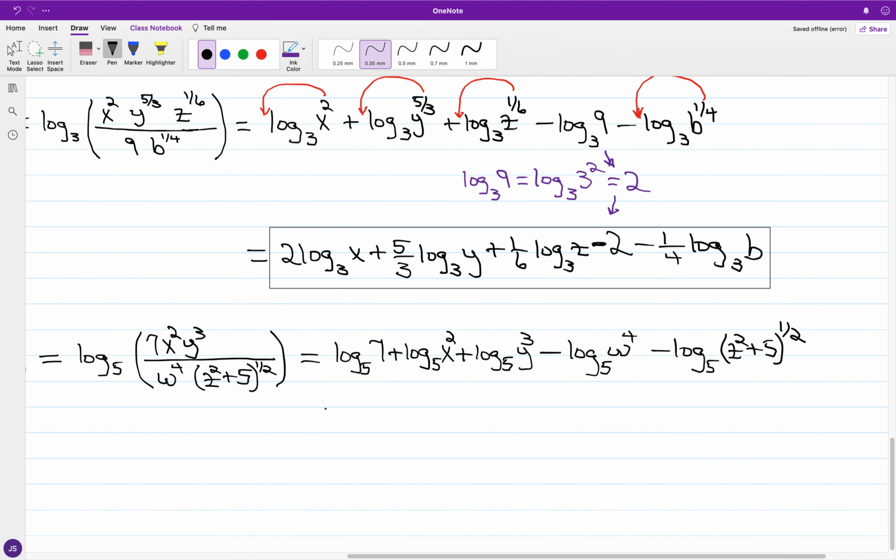to the 1/2. Okay, and just looking at what we have among the terms now, and the base 5 logarithm of 7. 7 is not a multiple or an integer power of 5, so this number is already in simplified exact form. Okay, and we have x squared, so we move the 2. For y to the third, I can move the 3. And I can move the 4 from w to the fourth, and with z squared plus 5 quantity to the 1/2, I can move this to the front of the log.